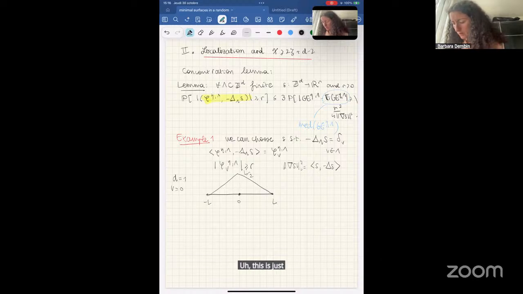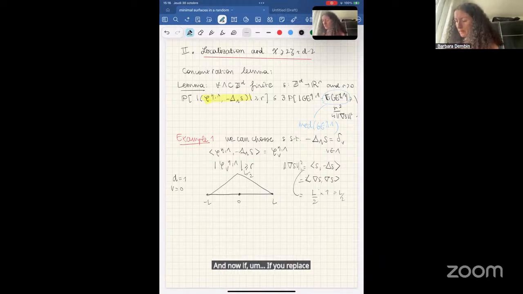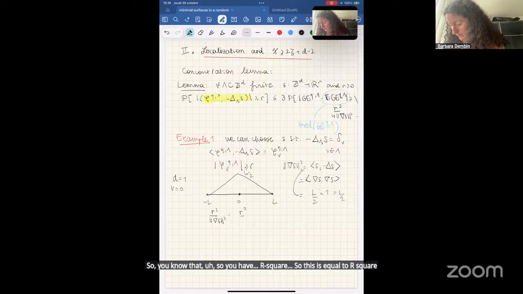This is just like a Gauss-Green identity, a discrete Gauss-Green identity, because you can rewrite it as, and this is an inequality. And the only term that is not 0 here is this one, so this scalar product is going to be equal to L over 2 times 1, so L over 2. And now if you replace in here, you have R square, so this is equal to R square over L.